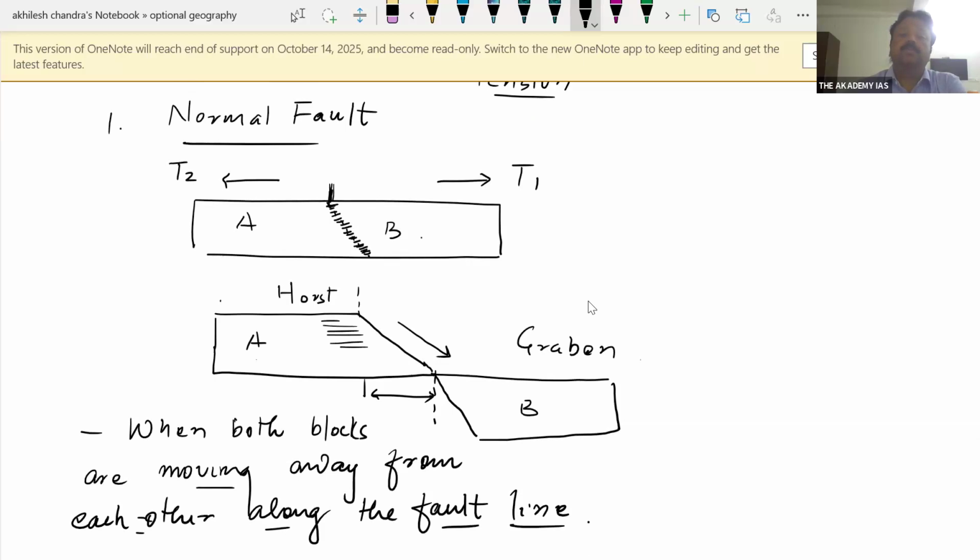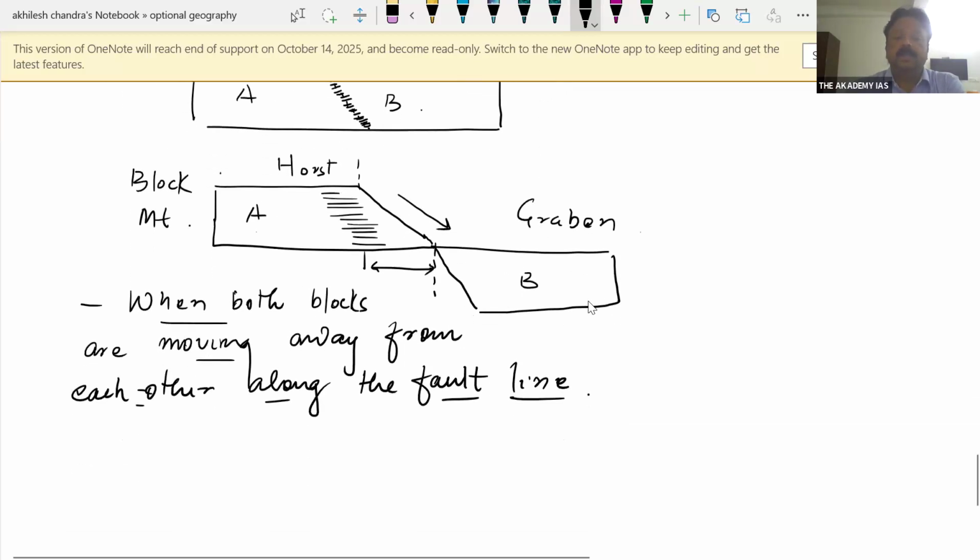Normal fault. Again, what is going to be formed? Block mountain and rift valley. Is it okay? Block mountain and rift valley. So this is what a normal fault is. So here the movement of both the blocks is taking place opposite to each other. So the movement is in opposite directions. Fine. So here it is due to tensional force.